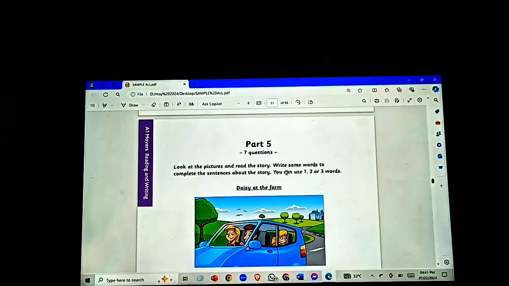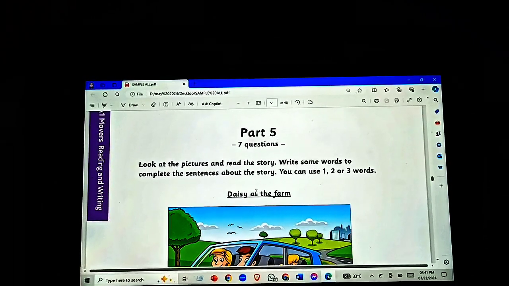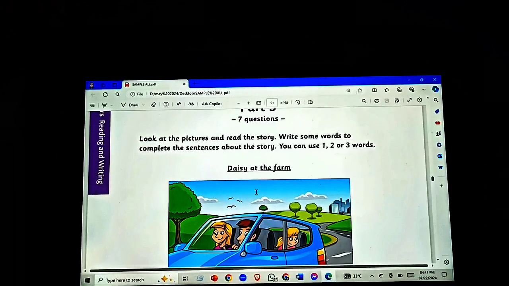This part will have 7 questions. Let us read the question. Look at the pictures and read the story.